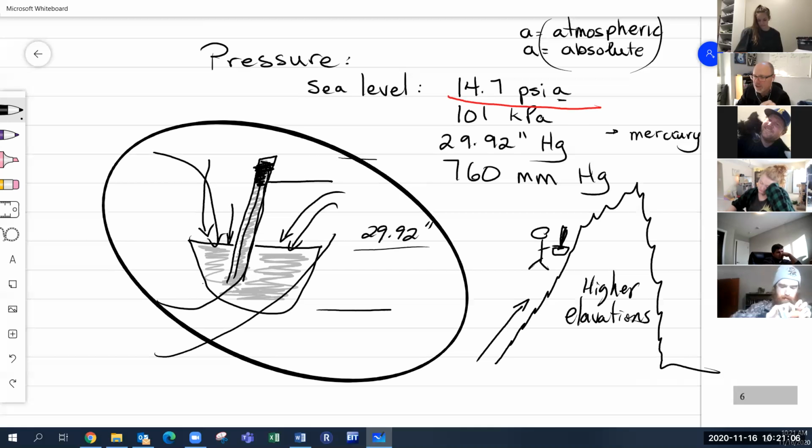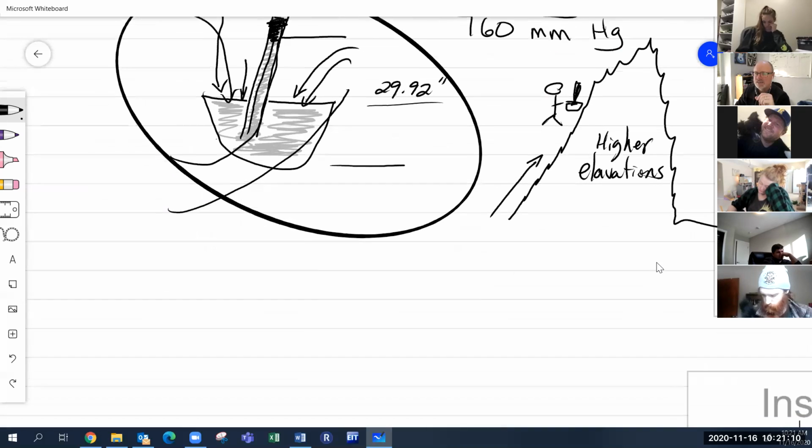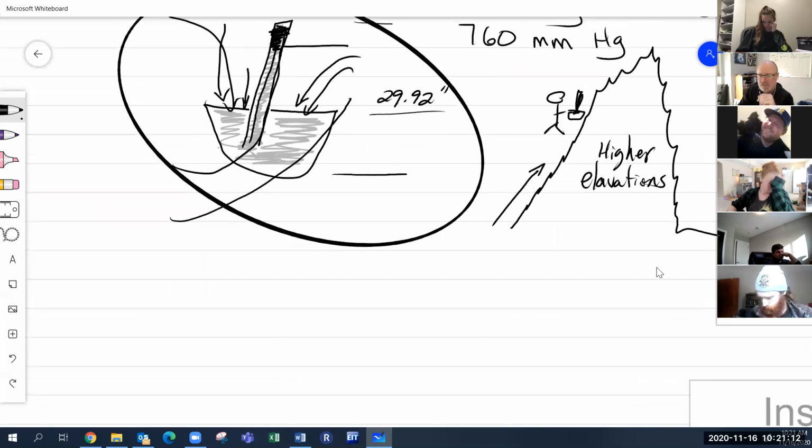Now, it's not a huge, hairy deal, but we need to know this for a couple of different reasons. And one of them is that fuel gases burn differently at higher elevations than they do at sea level.